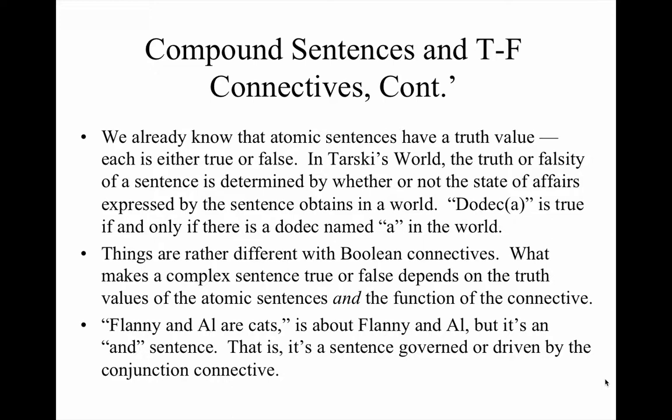So, for example, if we say Flanny and Al are cats, we will find out that there are 4 possible ways for this sentence to be true or false. Flanny is a cat is either true or false. Al is a cat is either true or false. But the sentence Flanny and Al are cats is going to be true or false based on the original truth values of the atomic sentences combined with the meaning of the connective and. And I can be even a little bit more technical here.